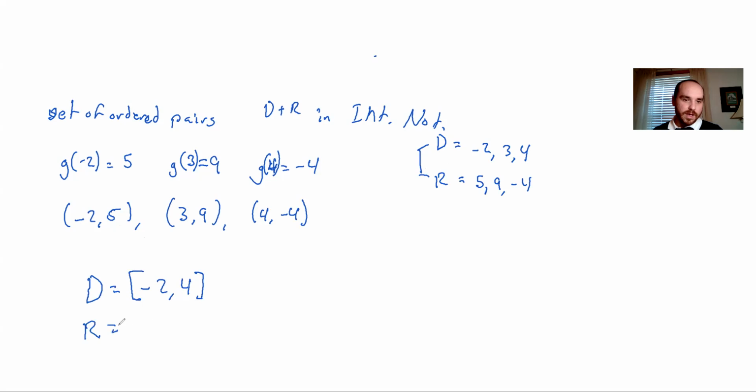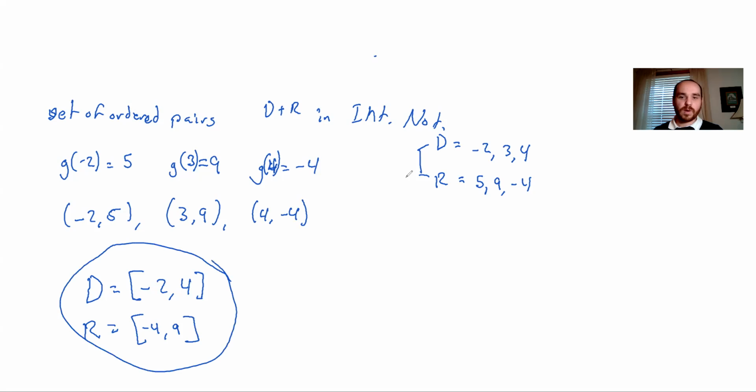The range then, the smallest point was -4. The largest was actually 9 in this case. So our range would have been -4, 9, and also included. So this would have been the way they wanted you to write it. This was something that I accepted. And a lot of people at least got the points right. But again, interval notation seems to be an issue.